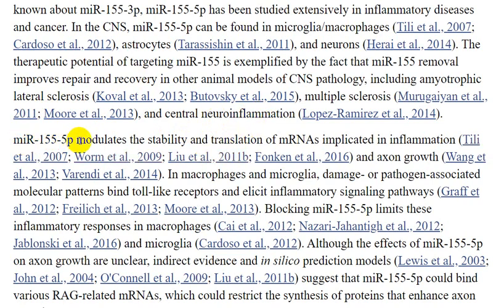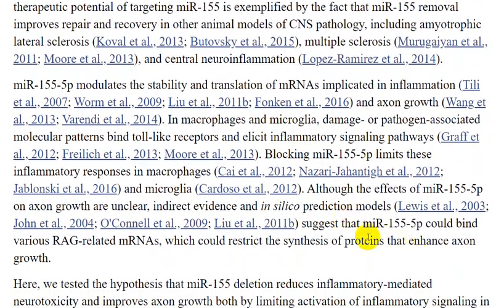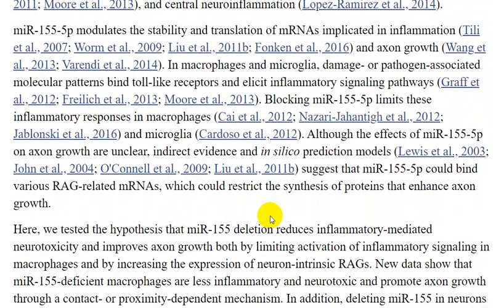miR-155 modulates the stability and translation of mRNA and is implicated in inflammation and axon growth. In macrophages and microglia, damage or pathology-associated molecular patterns are bound by toll-like receptors and elicit inflammatory signaling pathways. Blocking miR-155 limits the inflammatory response in macrophages and microglia.